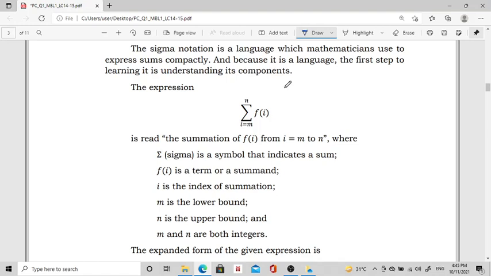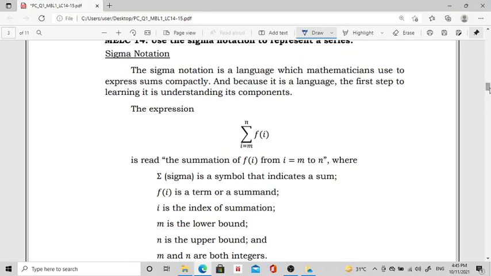So, this is sigma notation. What you see here, this expression here, is in sigma notation, and it is a language. So, dahil language yan, it's like when you want to learn a specific language, syempre mag-uumpisa ka sa pag-aaral ng kanyang components. So, what do the elements here mean? The first one is, paano nga ba ito basahin? So, we read this expression this way.